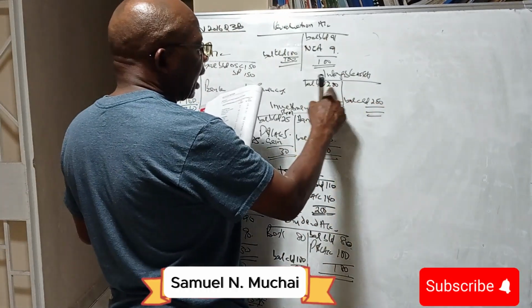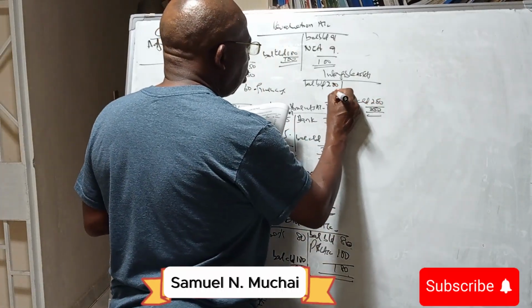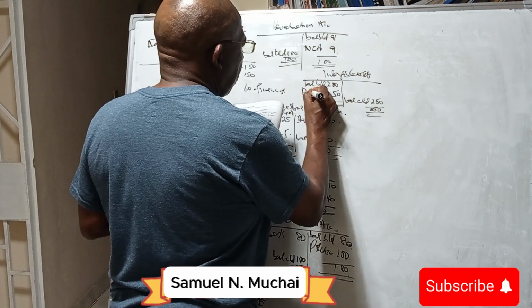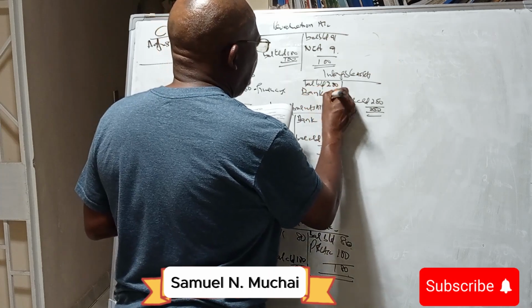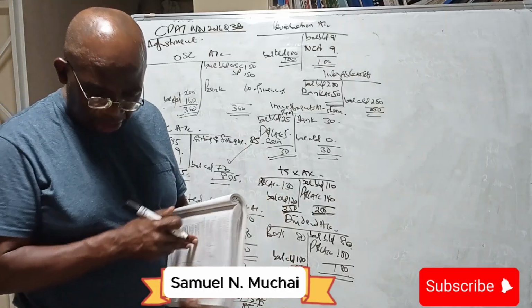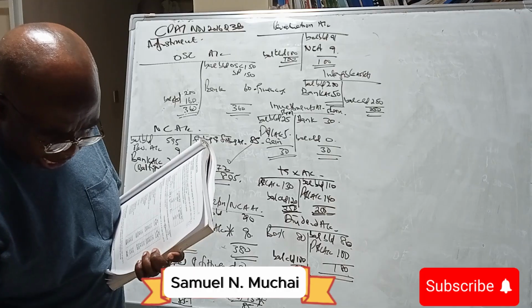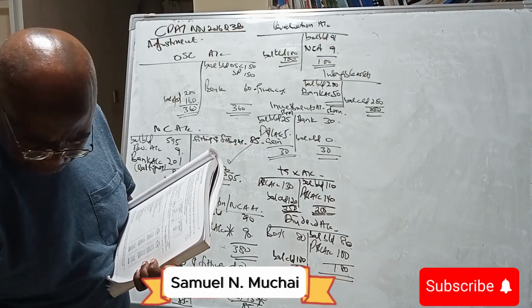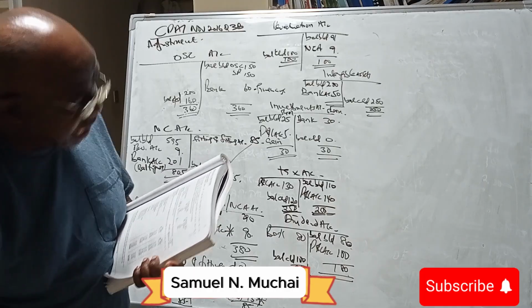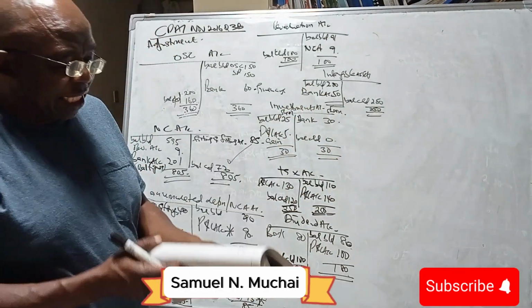We had 200 and it is increasing to 250. So we must have bought intangible assets through what? Through bank. You must have bought through bank. Now, this is an increase of intangible assets, and it is an investing activity. We are buying intangible assets.